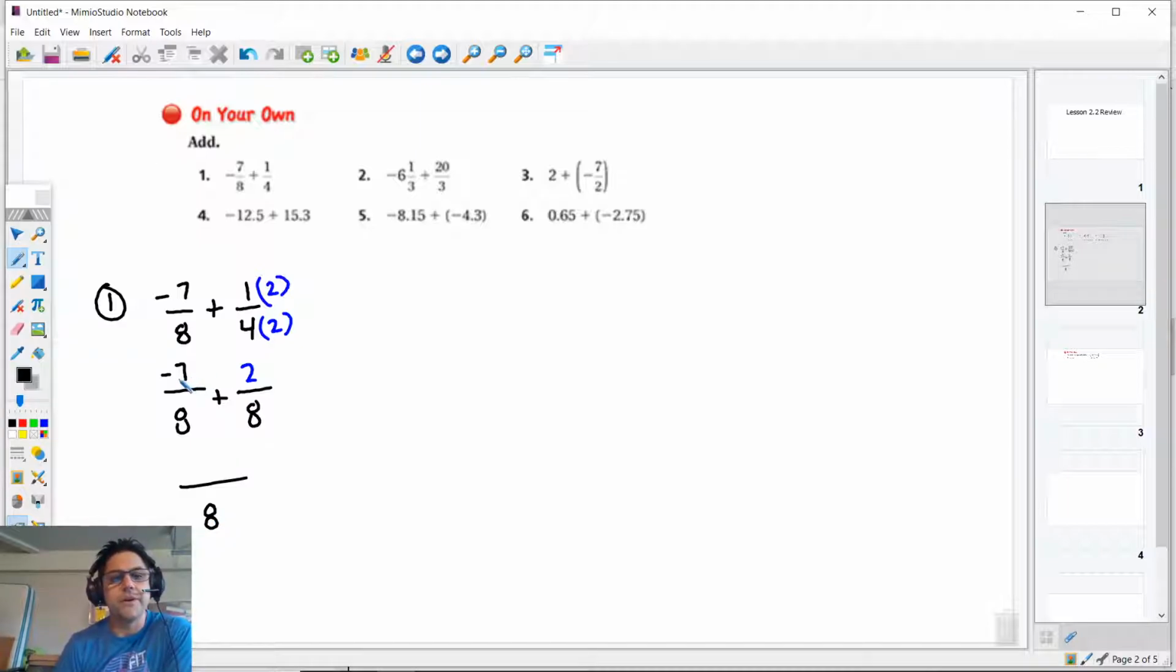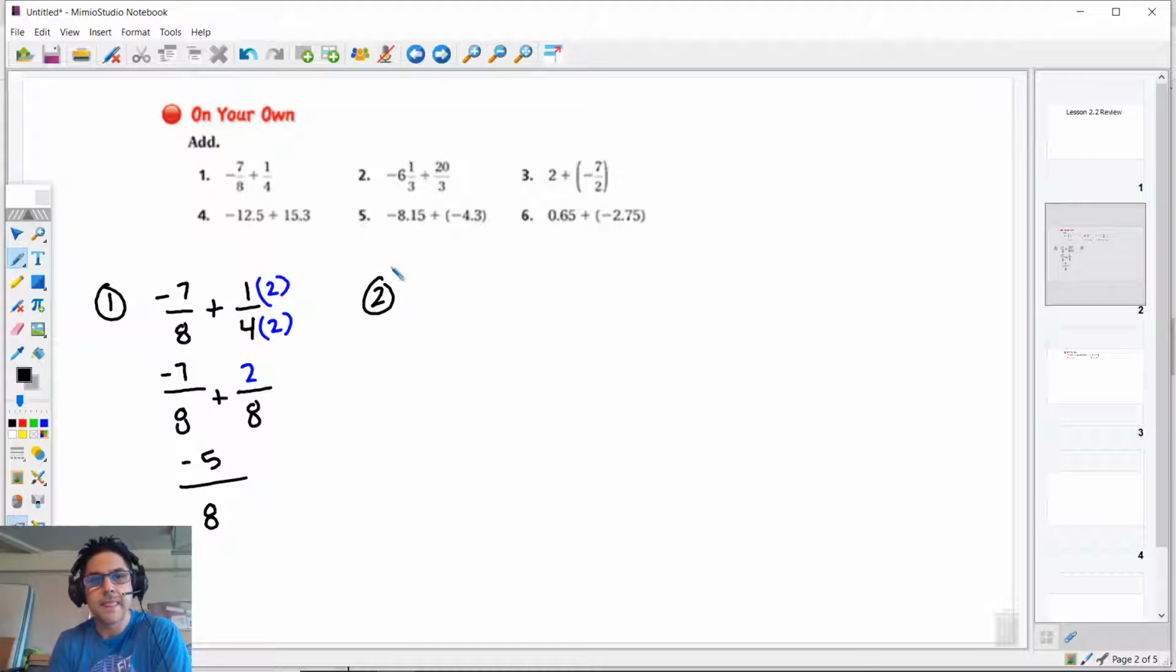But for our numerator, we need to go ahead and realize, again, different signs. So I take the difference, which means subtraction. So 7 subtract 2 is a 5. And then which has the greater absolute value? Obviously the negative 7, so it's negative 5 over 8. This is a proper fraction. I cannot write it as a mixed number, and I cannot reduce it. So that means I am good to go there.